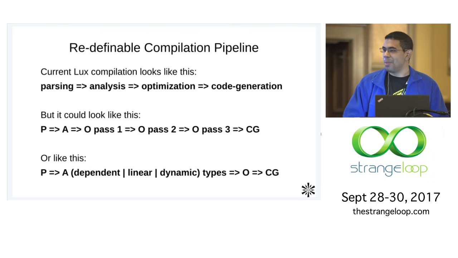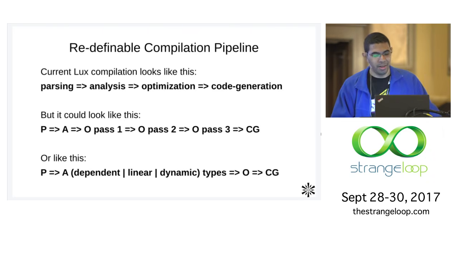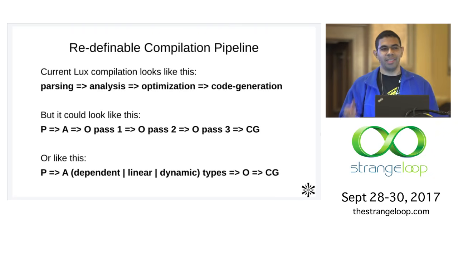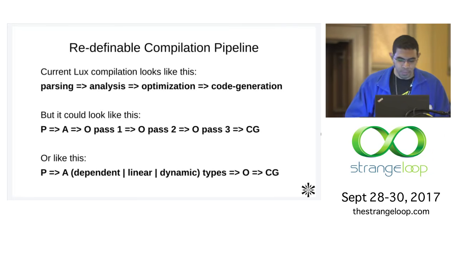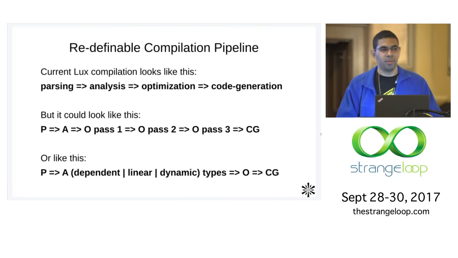But I didn't want to stop there. I want to take things even farther, because with those kinds of extensions, all you do is extend the stages of the compiler. But what if you could reshape the entire compiler as a whole? So Lux's compilation looks like compilation for every other language. You do some parsing, some analysis, some optimization, and at the end, you generate some code.